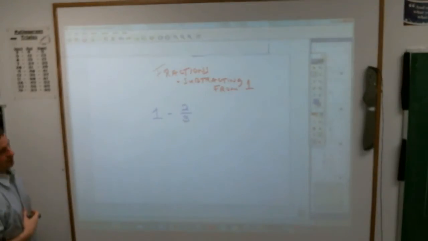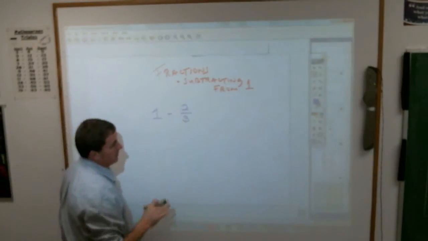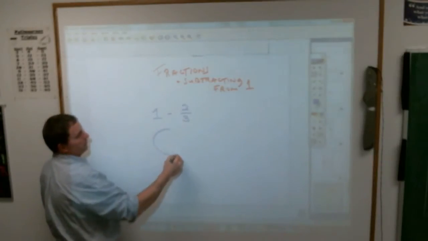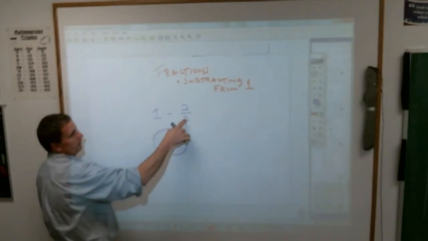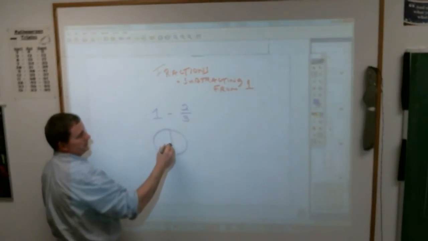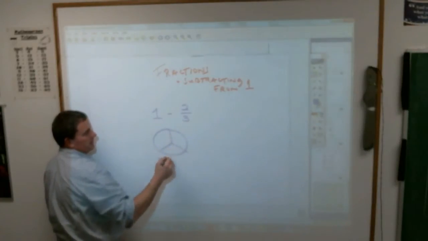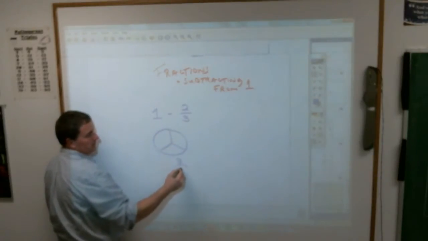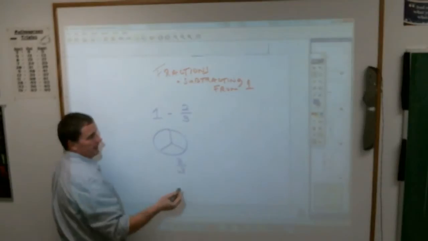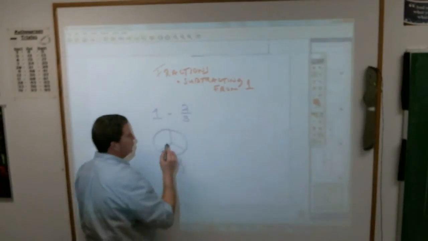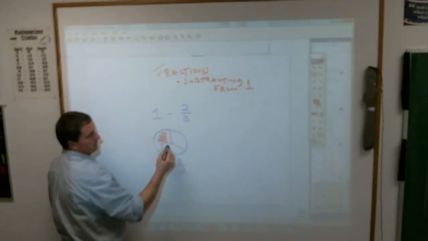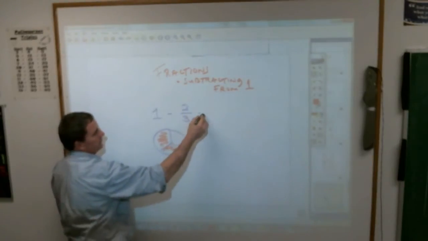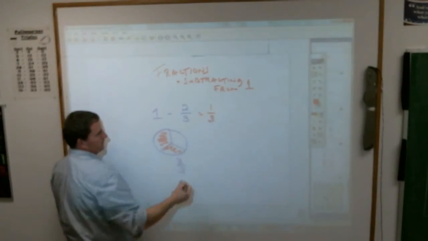Again, you don't always want to do it this way, but you could do it with pictures. Here we have 1. We know we want to split it into thirds because that's the bottom of our other fraction. If I have 1, which is how many thirds? 3/3. And I take away 2 of them, what am I going to be left with? I'm going to be left with 1/3.